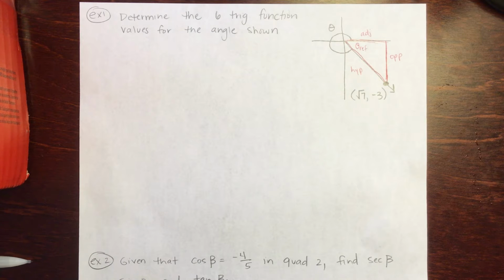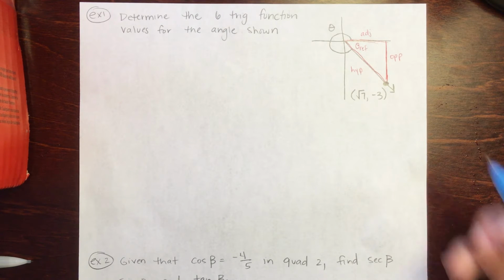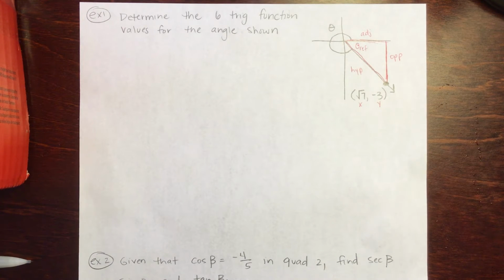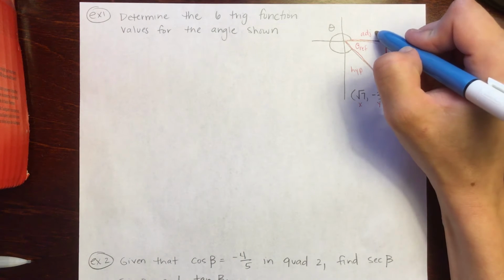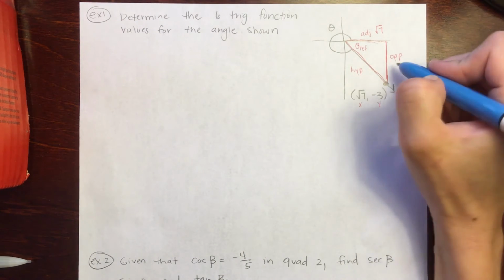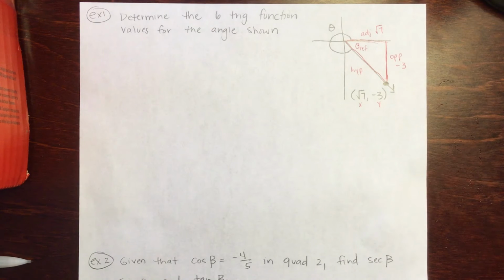All right, step 3, use your SOHCAHTOA or your coordinate point to label numbers here. Remember, coordinate points are written x, y. So that's telling me my adjacent side is on the x-axis. It is square root 7. My opposite side is parallel to the y-axis, so its length is -3.